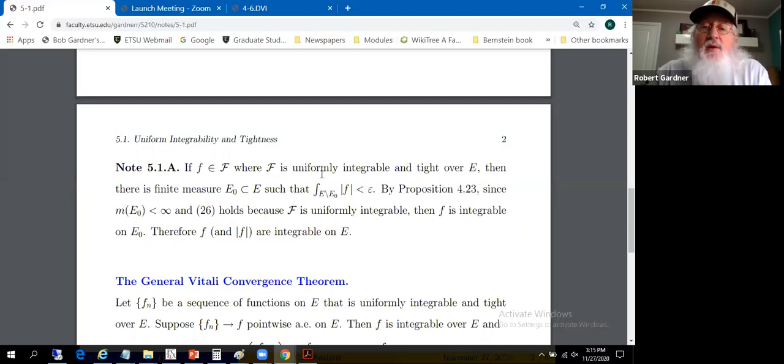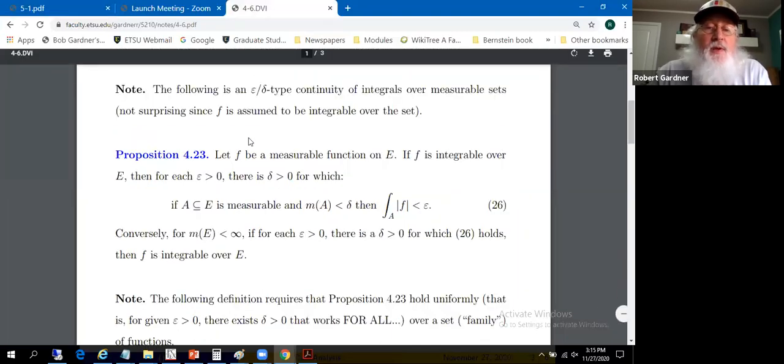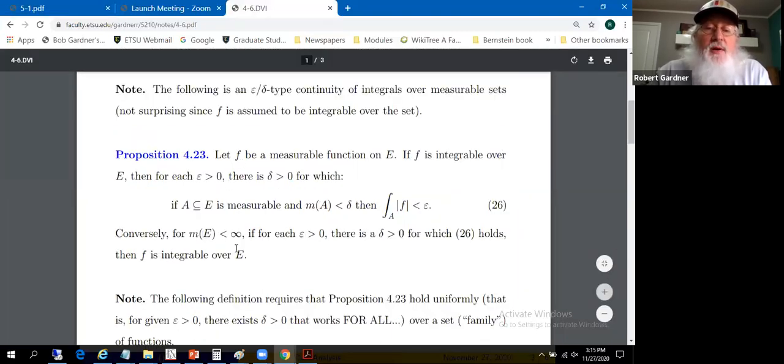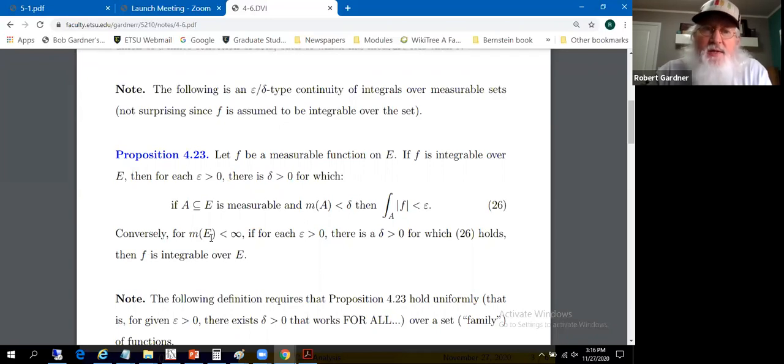Let's take a quick look at Theorem 4.23. It's the converse part here. It says if we deal with a set of finite measure, a set E sub 0 in the conversation we're having right now in section 5.1, so E sub 0 is the set of finite measure, and if for each epsilon greater than 0 there's a delta greater than 0 such that we get this type of behavior here, this we called uniform integrability, mimicking what we're doing now. We stated a proposition and then we followed it up with a definition.